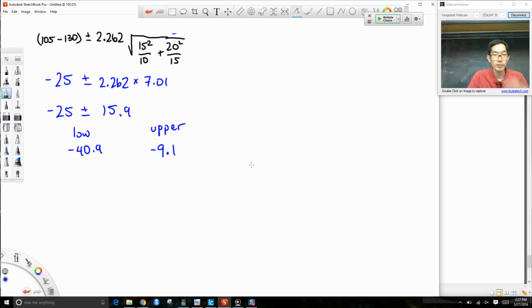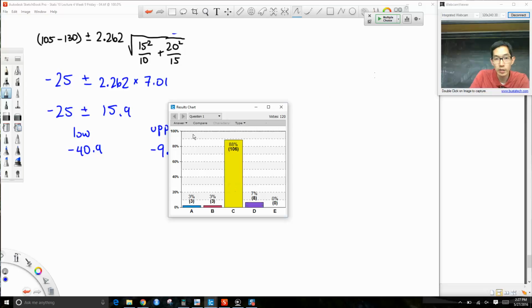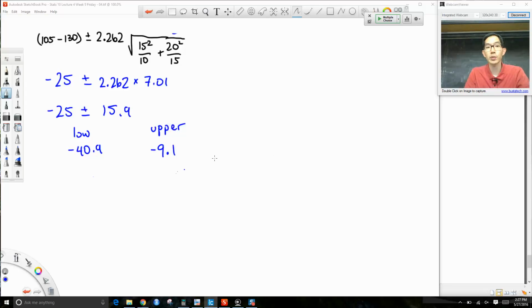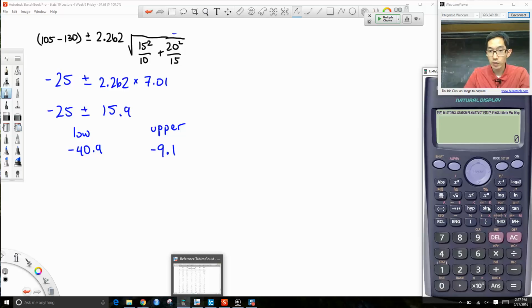Okay. So our correct answer choice, and I think a lot of you got it, is answer choice C. And so this is our resulting confidence interval. So negative 25, I'm pretty sure, plus 15.9. Yeah, it's negative 9.1, okay?